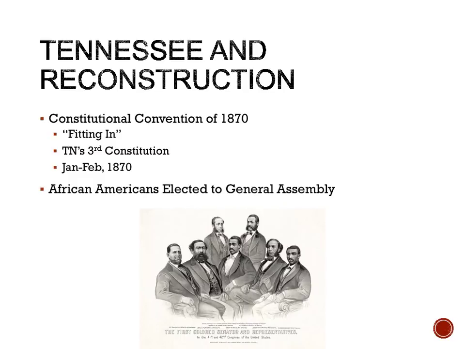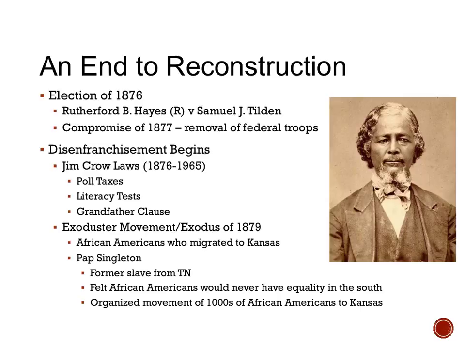Again, you have to remember we're still under Reconstruction, and so Southern African American males are under the protection of these federal troops that are there to ensure that Reconstruction occurs. Once Reconstruction ends, though, it will change for African Americans. Reconstruction will actually end in the presidential election of 1876, and it all goes down to dirty politics that we often hear of still today.